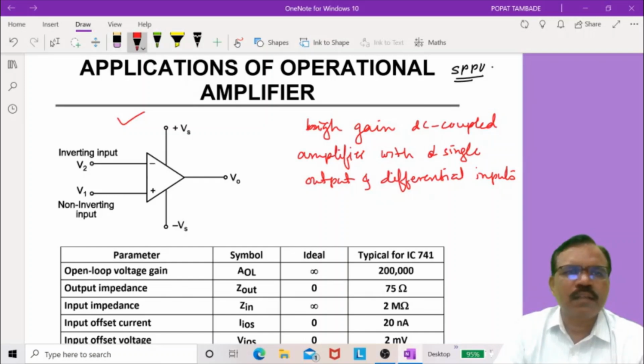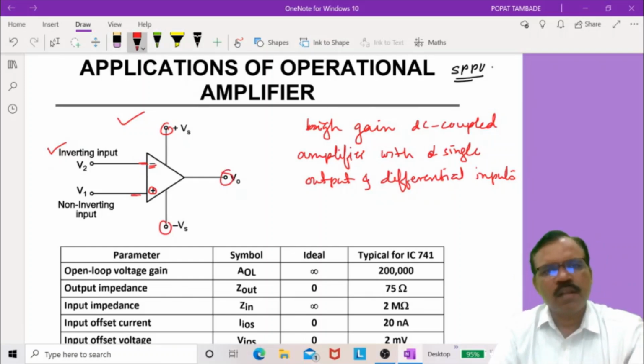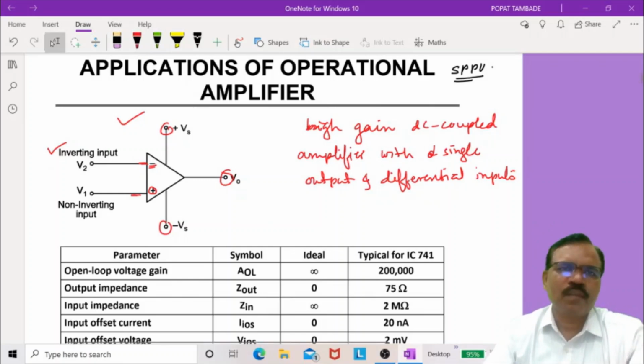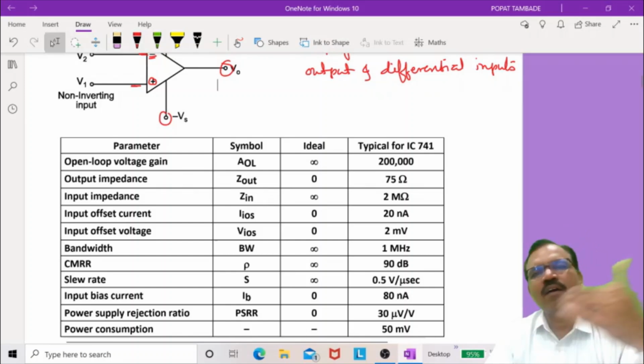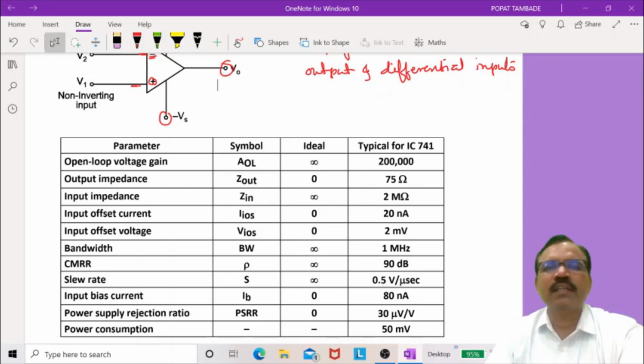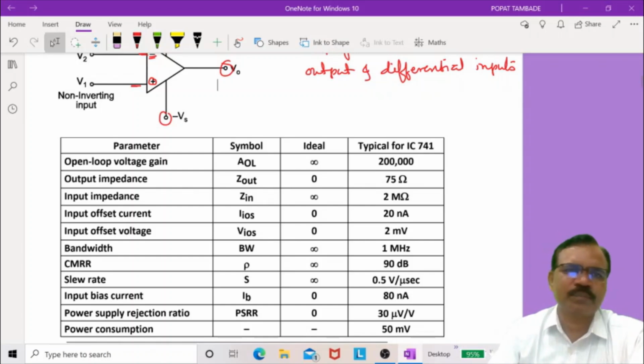Now this terminal, the one with minus sign here, is called the inverting terminal. This terminal with plus sign is called the non-inverting terminal. These two are supply voltages and this is the output terminal. Now an operational amplifier satisfies certain characteristics. An ideal operational amplifier must satisfy certain characteristics, but practical operational amplifiers available in the market like IC741 have some slight modification in those properties.